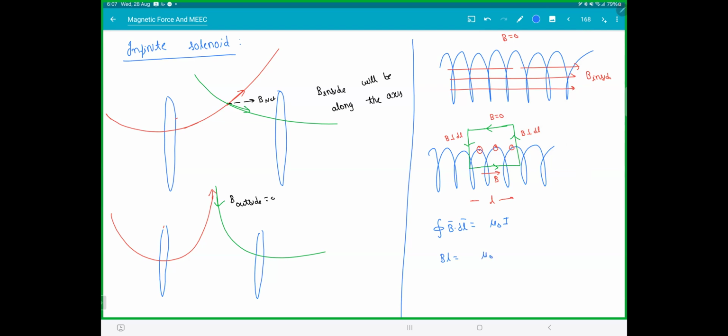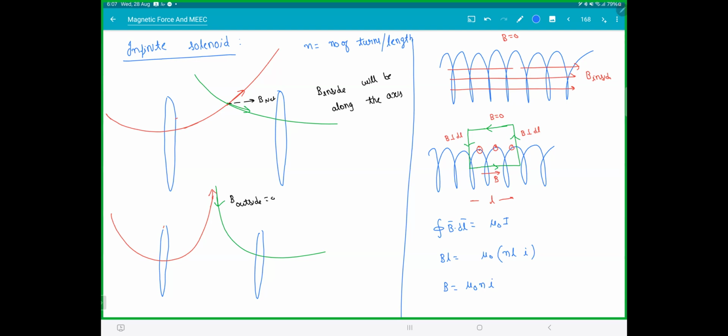What is I? So it's an infinite solenoid. n is the number of turns per unit length. So in a length L, how many turns will be there? nL turns will be there. So there will be n into L into I. L will cancel. We get B is equal to mu naught n I. This is the field inside a solenoid.